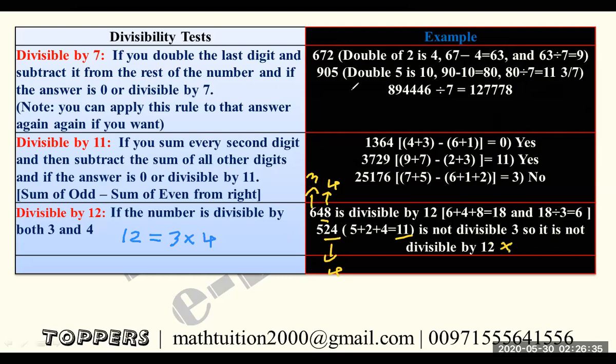Okay, so we have discussed 2, 3, 4, 5, 6, 7, 8, 9, 10, 11, 12. For 7 and 11, you have to give a little bit of concentration just to understand their method. All other methods are very easy. Fine. So we will go for the next session.